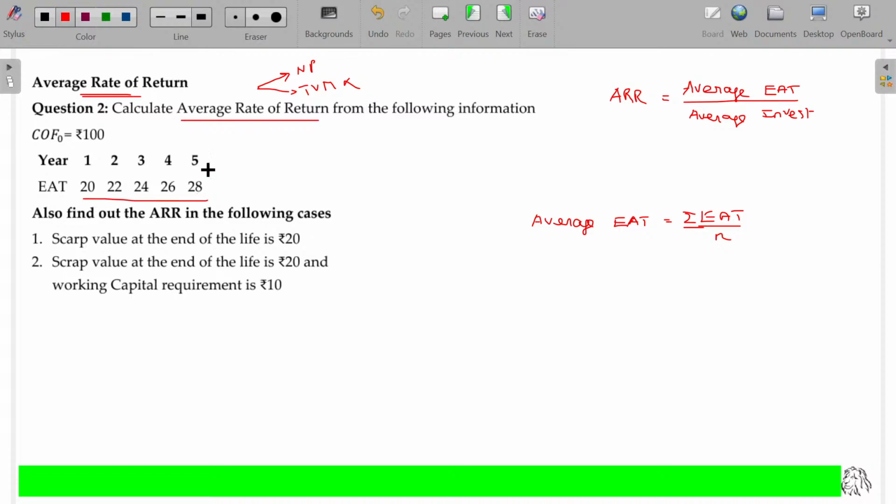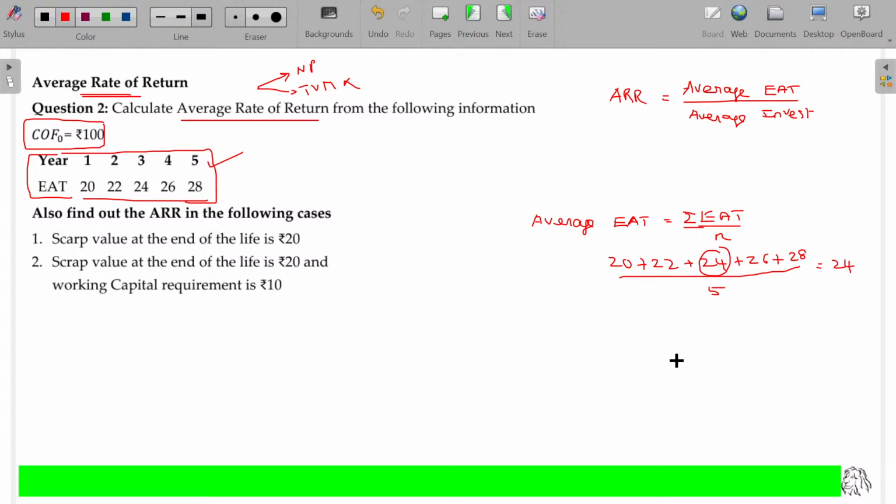Here you see, calculate average rate of return from the following information, where the cash outflow being 100, you have invested so much money. You are getting earnings after tax for the 5 years so much money. To take the average of this, 20 plus 22 plus 24 plus 26 plus 28 divided by 5. So the answer being 24. If it has a progressive value, then the mid value will be the average, usually 24.